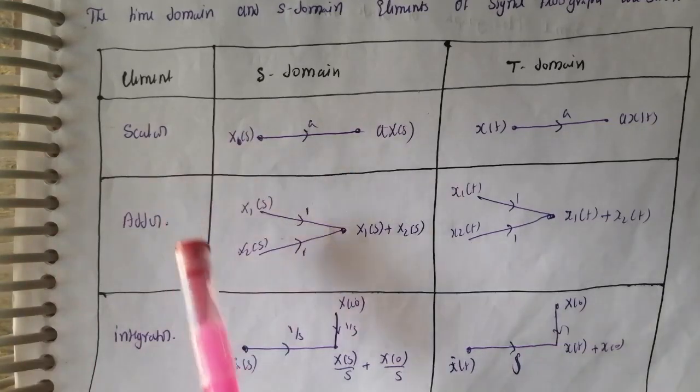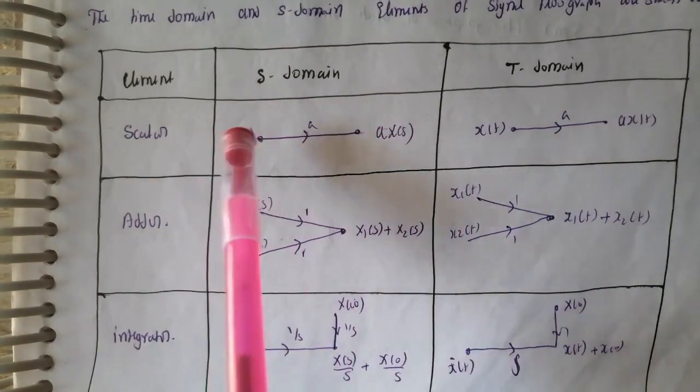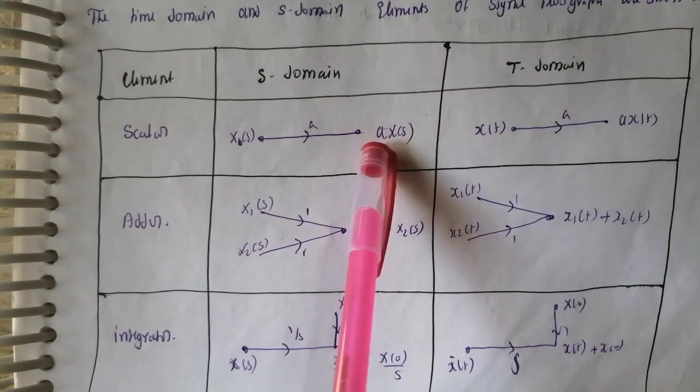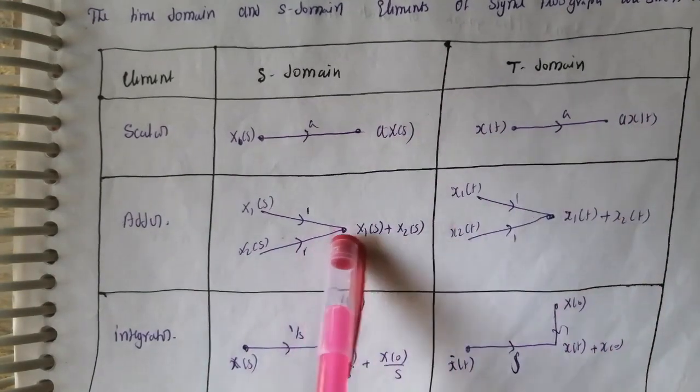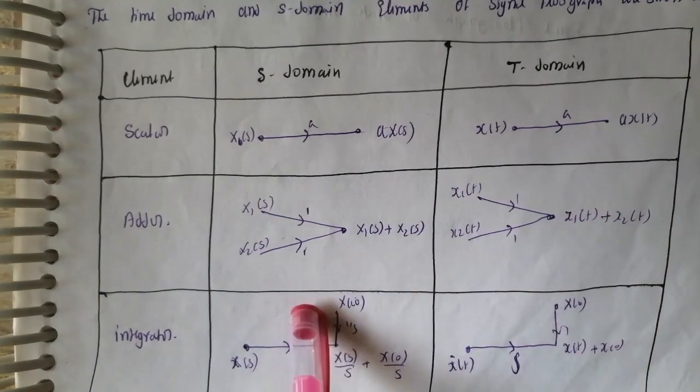So one is scalar, adder, integrator. The signal flow graph is represented by the nodes. So here you will get aX(s) and aX(t), X1(s) plus X2(s), X1(t) plus X2(t). Here, multiplying with 1 by s, you will get like this.